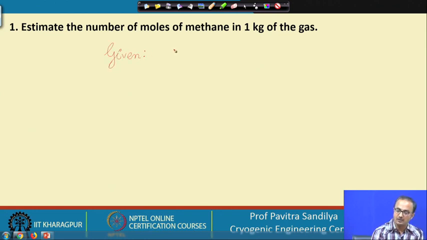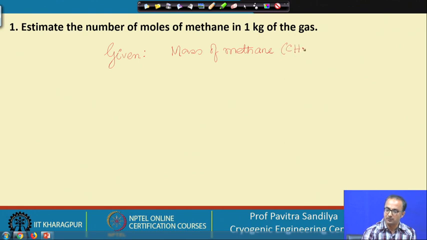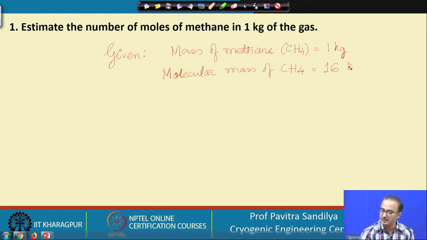Given is the mass of methane, that is CH4, equal to 1 kg. To convert it to the number of moles, we need the molecular mass of methane, and that is equal to 16, and its unit will be kg per kilomole. It may also be given in terms of gram per mole. Because we are using the mass of methane in terms of kg, we are using the molecular mass also in terms of kg per kilomole.